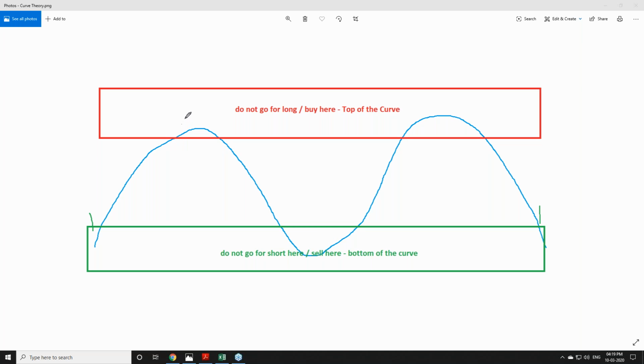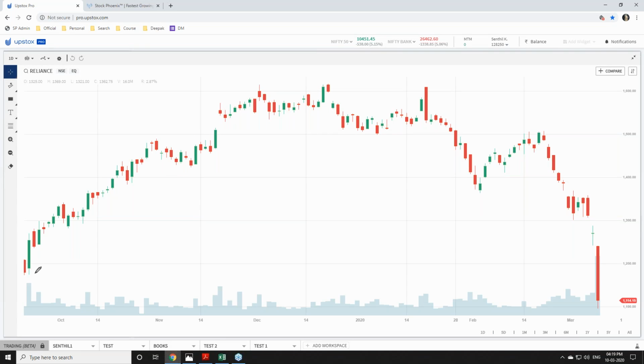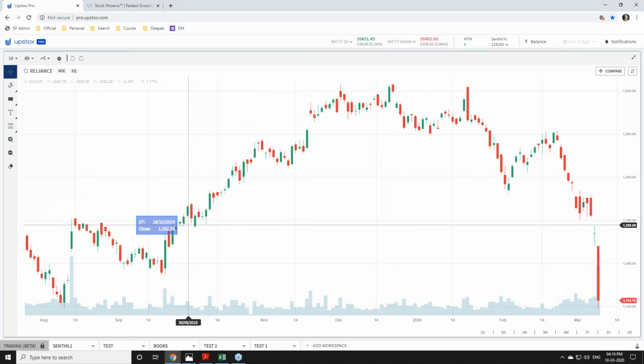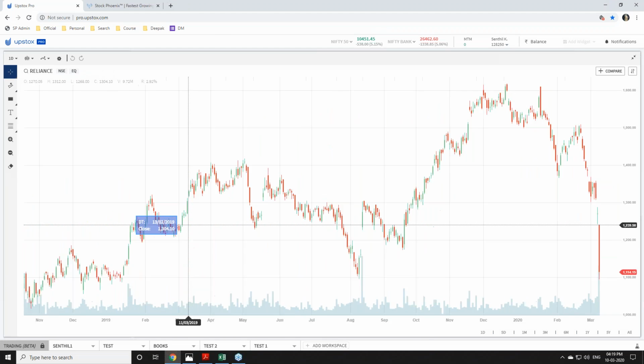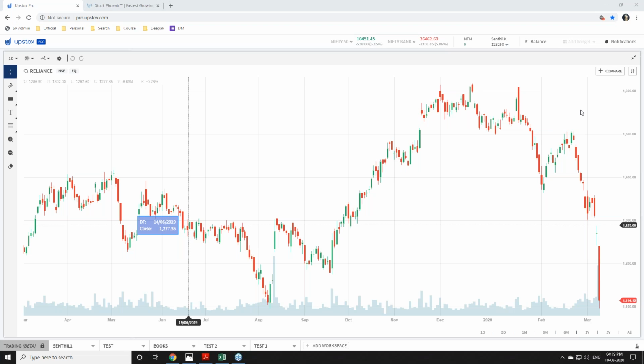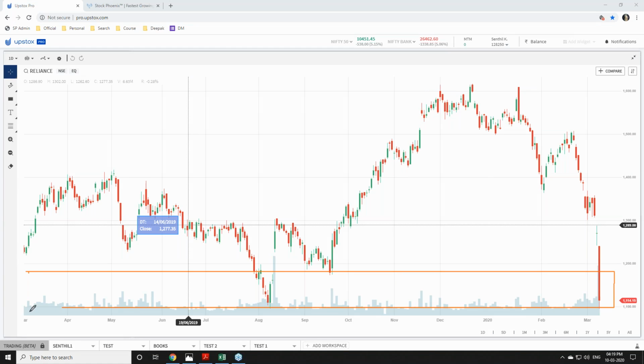Don't buy stocks at a very high price, and don't sell stocks which have already come down to a very low level from a very high level. You can see here, this is the live example, Reliance. Let me take a little bit of previous data just to make you understand. Now you can see here, I have taken almost 1 year of data. It's just for an example.